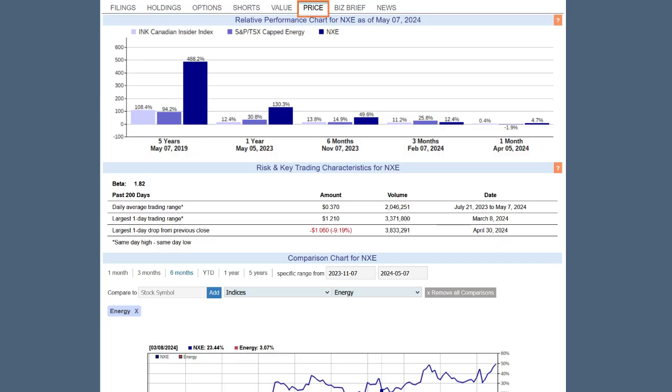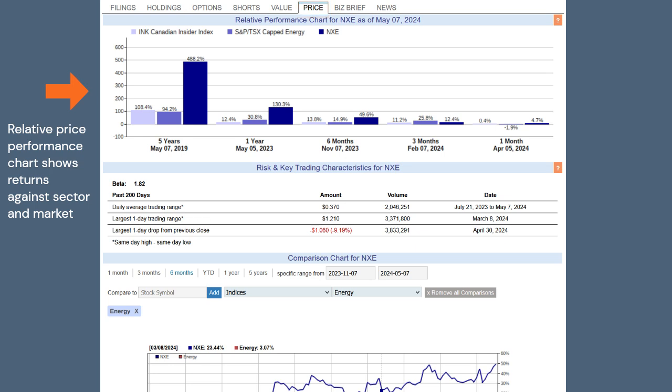In this chapter, we look at the price tab. Relative price momentum is a key factor in the InkEdge process, and the relative performance column chart shows if the issuer's stock has outperformed sector and market benchmarks over selected time periods. These are price returns and do not include dividends.